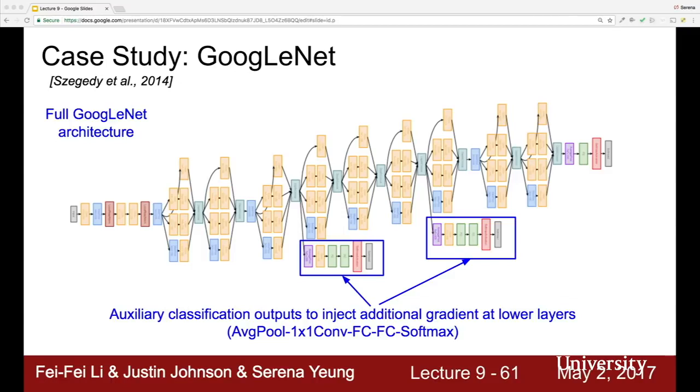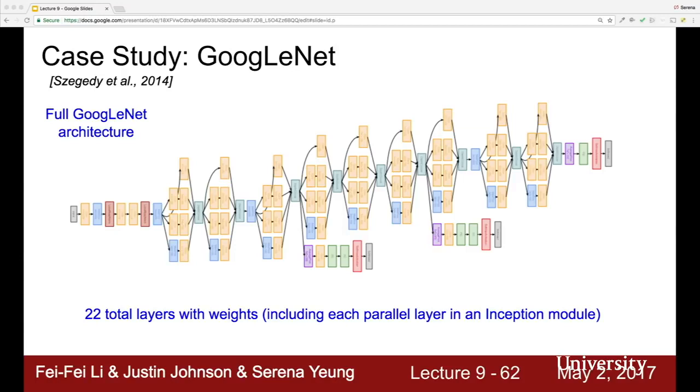And the reason they do that is that this is a deep network, and they found that having these additional auxiliary classification outputs gives you more gradient training injected at these earlier layers, and so more helpful signal flowing in, because these intermediate layers should also be helpful. You should be able to do classification based off of some of these as well. And so this is the full architecture. There are 22 total layers with weights. Within each of these modules, each of those 1x1, 3x3, 5x5 is a weight layer, so it's including all of these parallel layers.